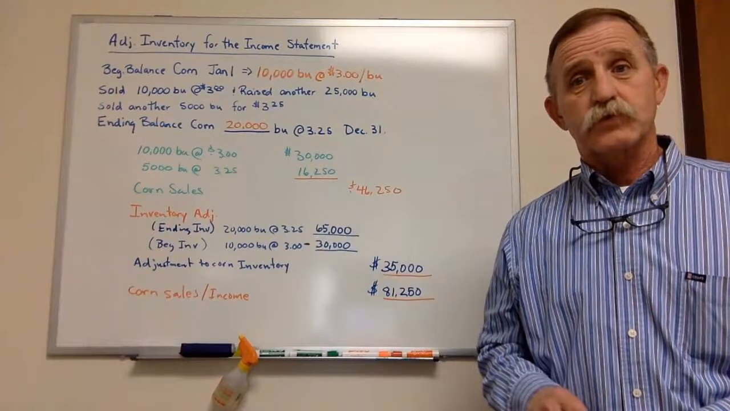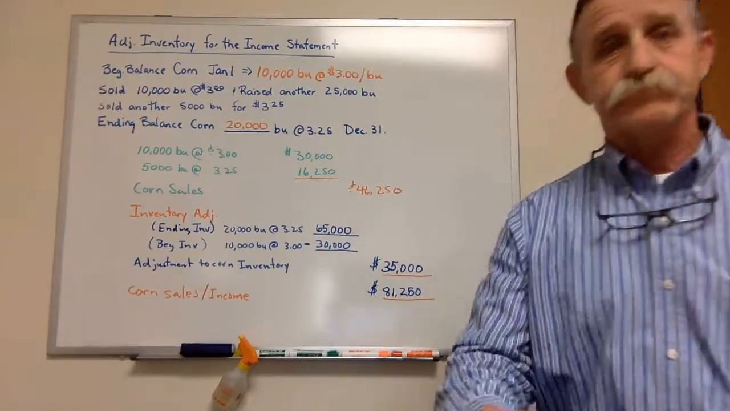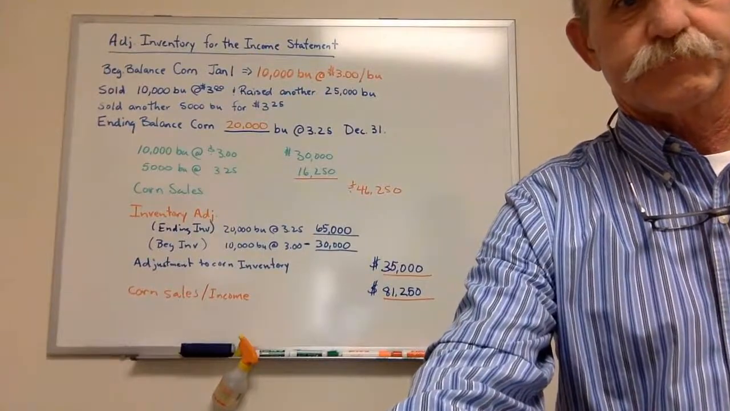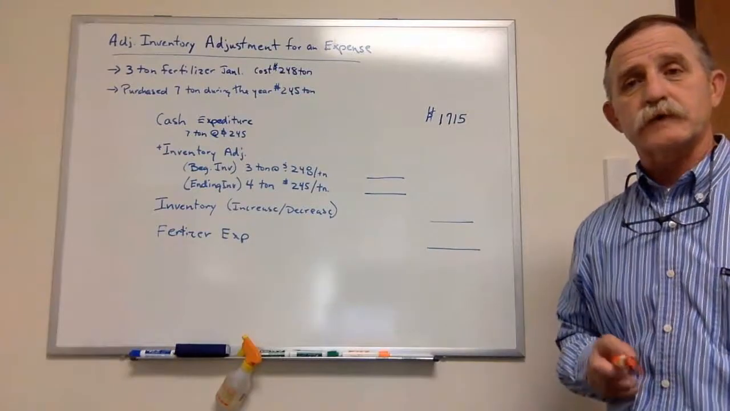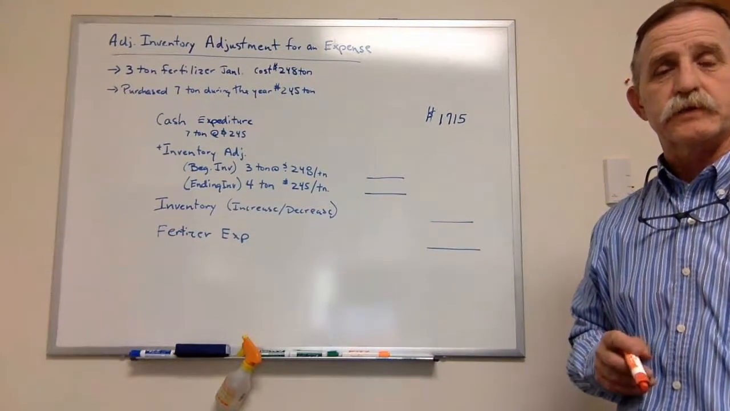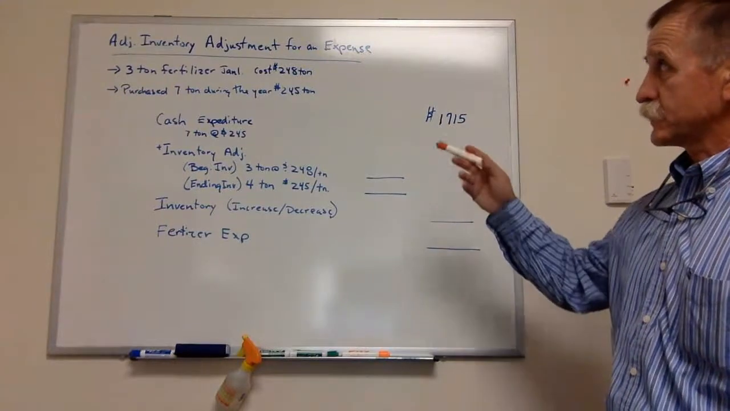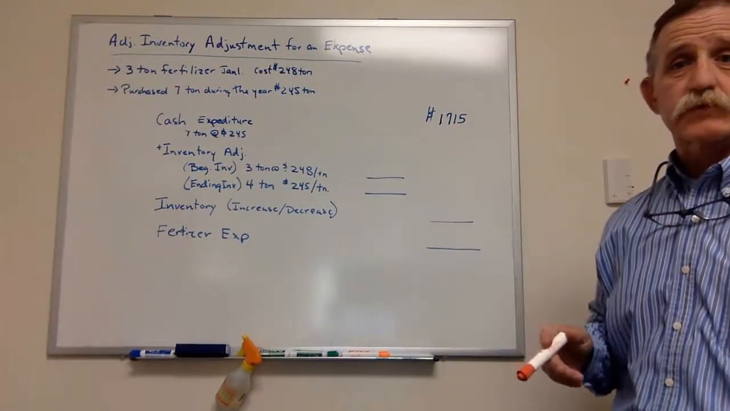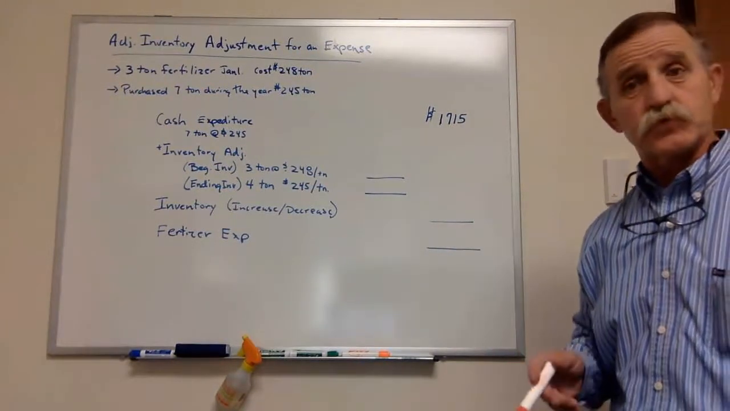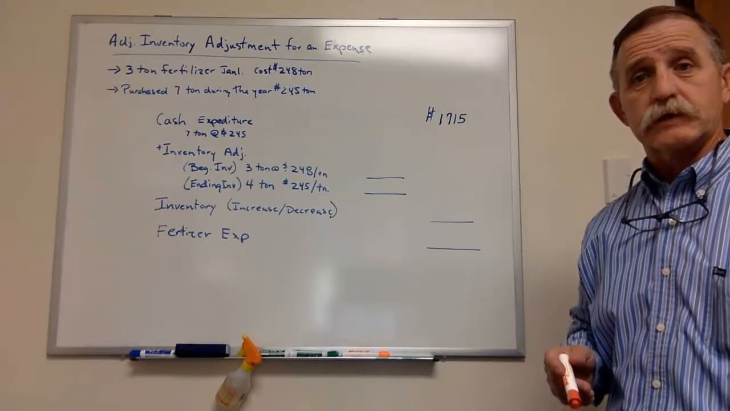Okay, and those would be things that we would have sales. Okay, here we're going to do actually an expense adjustment, or what would be typically thought of as an expense adjustment. And in this case, we're going to talk about fertilizer, but it wouldn't have to be fertilizer. It could be fuel. It could be a whole lot of different things.